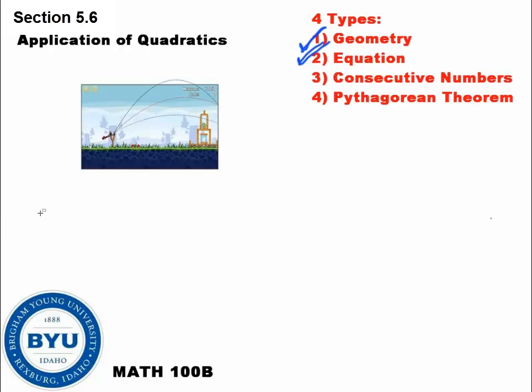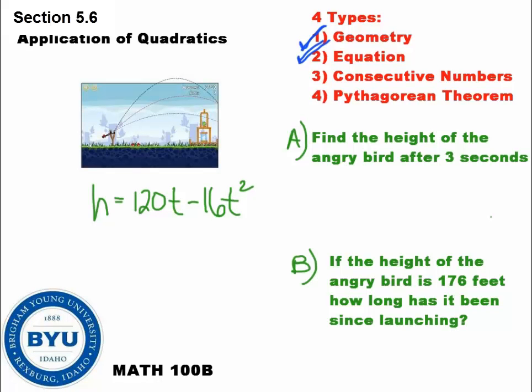So another real life application of quadratics is anything under gravity, believe it or not. Anything under the influence of gravity forms a parabola, and these are second degree polynomials, which is kind of cool. Let's pretend for a moment that we've got an angry bird, and we know that the height of the angry bird can be modeled by the following formula: h equals 120t minus 16t squared. In this equation, h represents the height in feet, and t represents time in seconds.